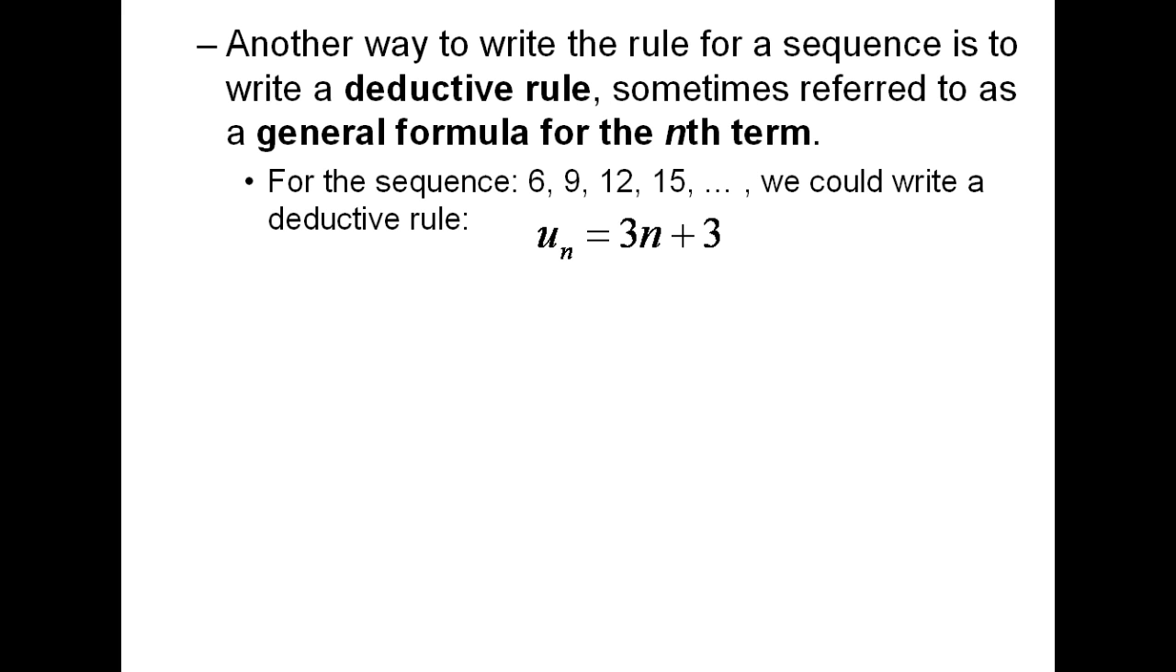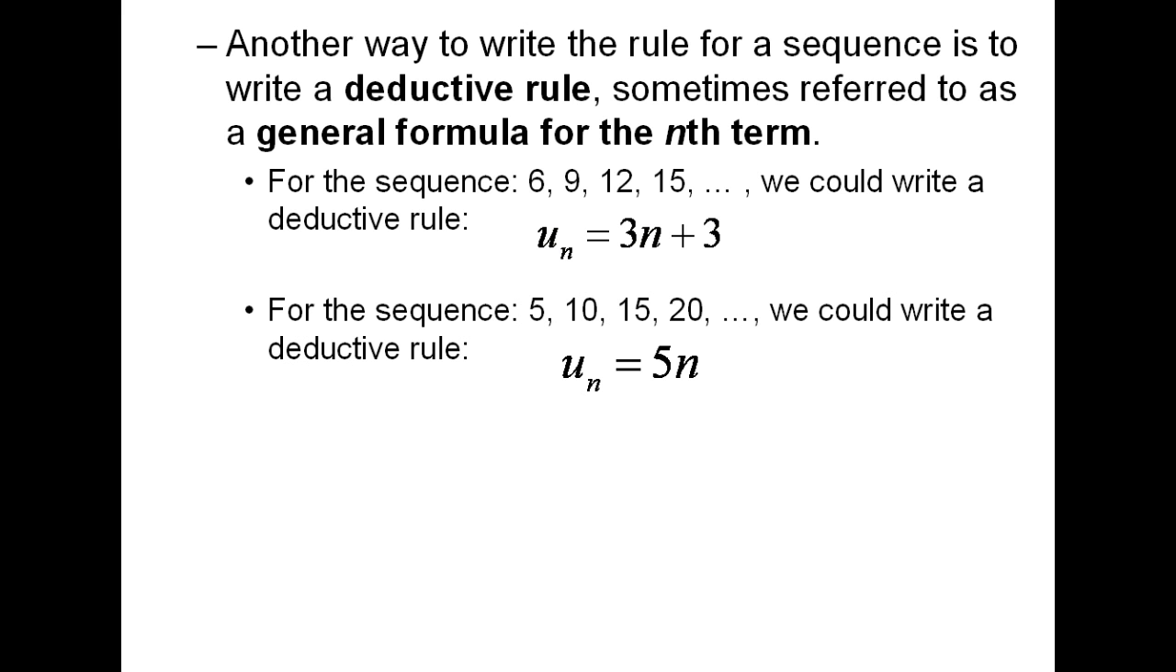So in this sequence, 6, 9, 12, 15, actually the deductive rule turns out to be u sub n is 3n plus 3. So if I'm looking for the first term, that's 3 times 1 is 3 plus 3 is actually 6. The second term is 3 times 2, which is 6 plus 3 is 9. The fourth term is 3 times 4 is 12 plus 3 is 15. So that works for me. It's based not on the term before it, but on what number term it is in the series.